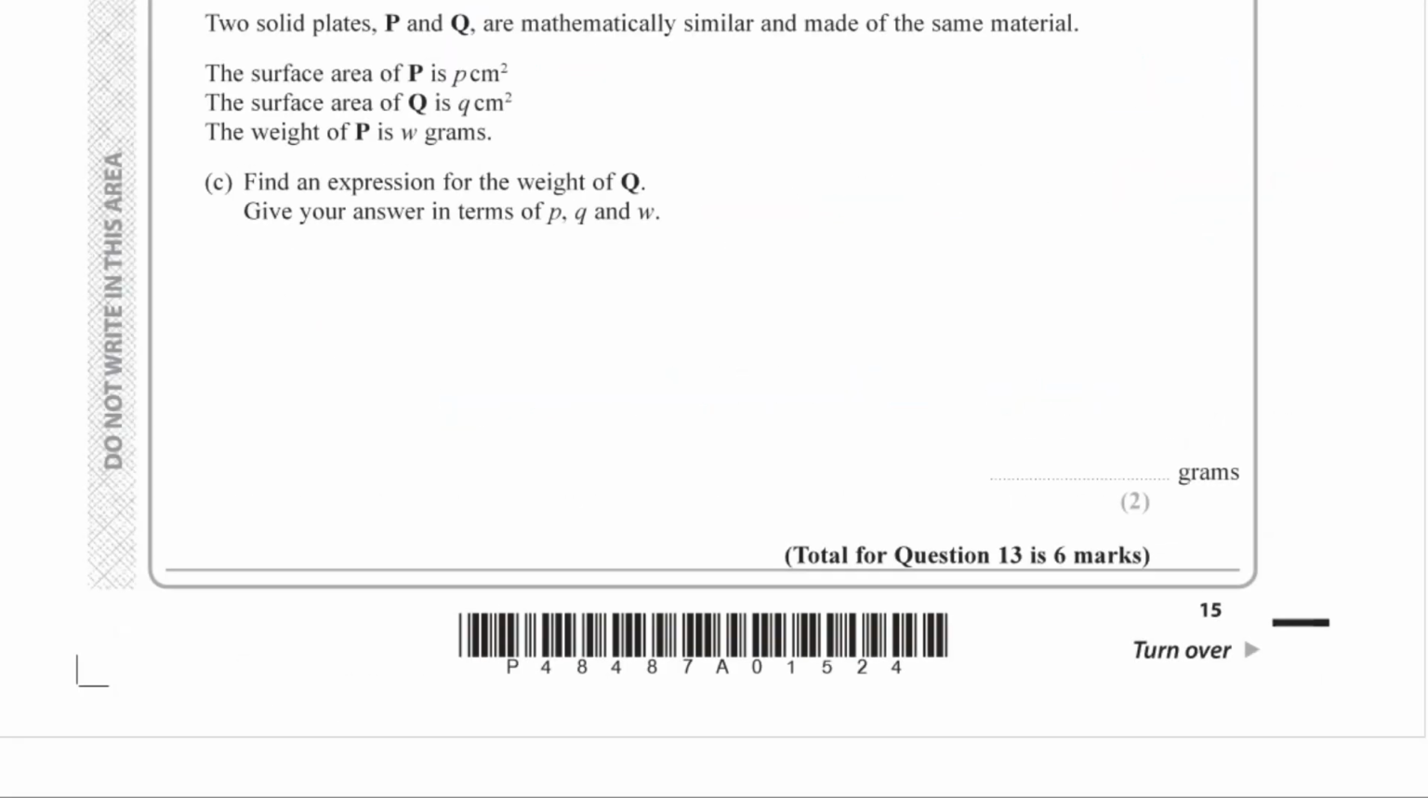In this section, we have two solid plates, P and Q, which are mathematically similar and made of the same material. So we're given two surface areas, P and Q, and in question C, we have to find an expression for the weight of Q in terms of P, Q and the weight of P. So it's important here to understand we're trying to go from P to Q, otherwise we won't be able to answer part C. So we're going to say that P times some area factor is going to be equal to Q, and therefore we can say that the area factor is Q divided by P. And so if an area factor is Q over P, a scale factor is going to be the square root of Q divided by P.